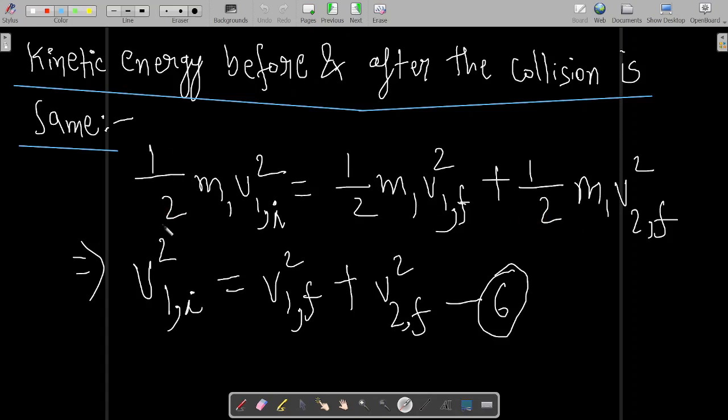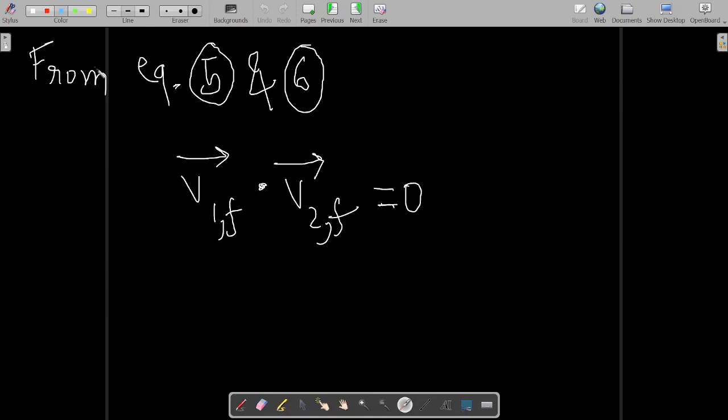So half cancelled, m1 cancelled. Okay, so v1,i whole square is equal to v1,f square plus v2,f square. Let us suppose this is your equation 6. Now have a look at equations 5 and 6. So compare equations 5 and 6.